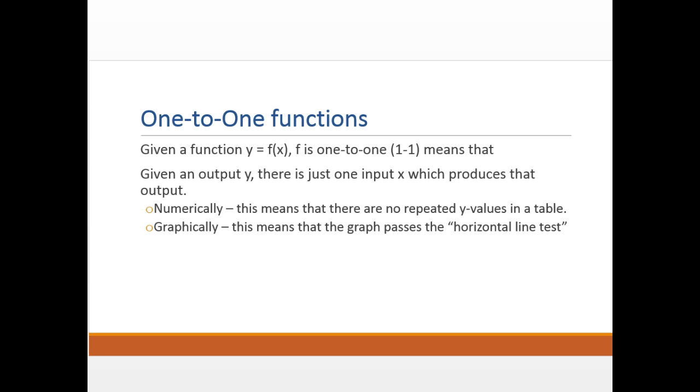This leads to the conversation of what a one-to-one function is. And this is important when we're talking about inverses. A one-to-one function basically means that given an output y, there's just one input x which produces that output. Numerically, that means there are no repeated y values in a table. Every x value will produce a different y value than what's already there. Graphically, it means that it passes what's known as the horizontal line test.